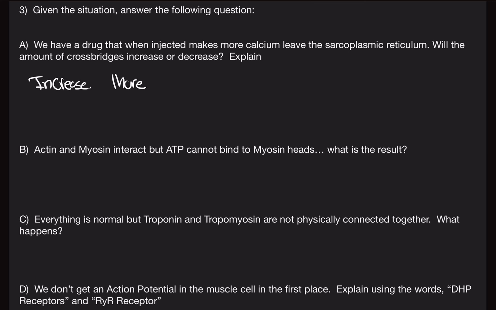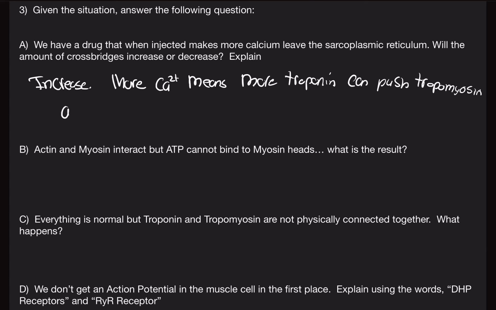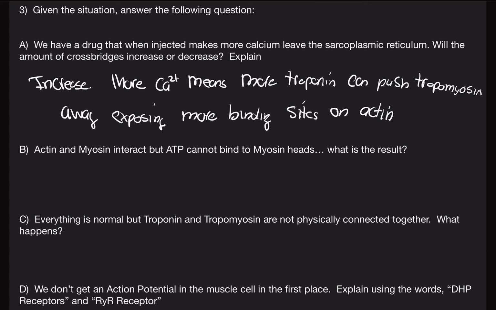More calcium means more troponin can push tropomyosin away, exposing more binding sites on actin. So, increase: more calcium means more troponin activation.